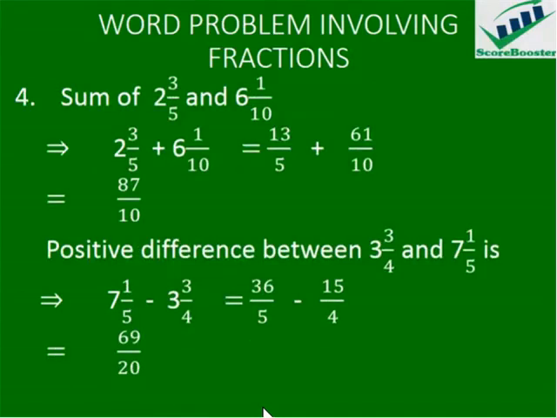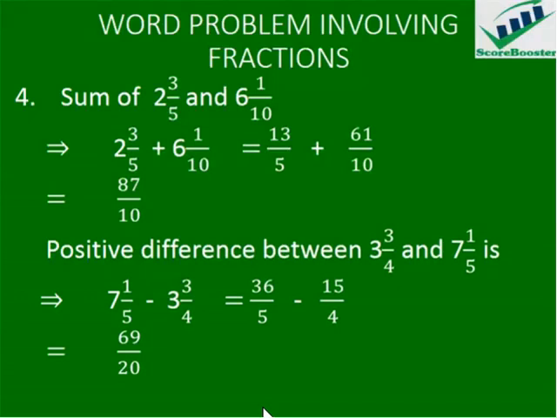So the fourth question says we should divide the sum of 2 whole number 3 over 5 and 6 whole number 1 over 10 by the positive difference between 3 whole number 3 over 4 and 7 whole number 1 over 5. You know, I told you we'll pick the important clues. The first clue is what?